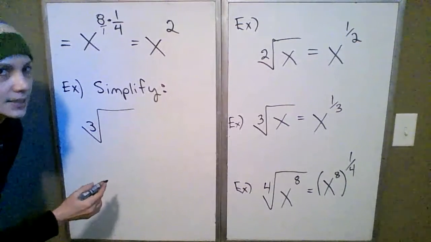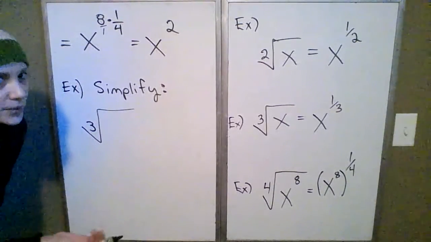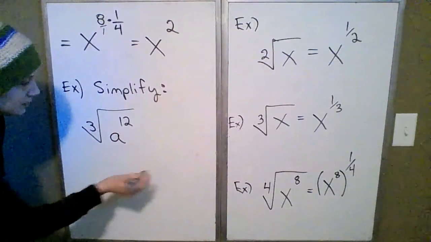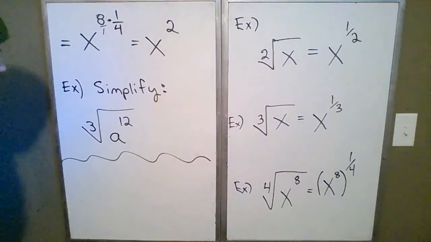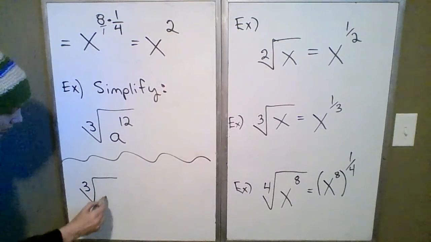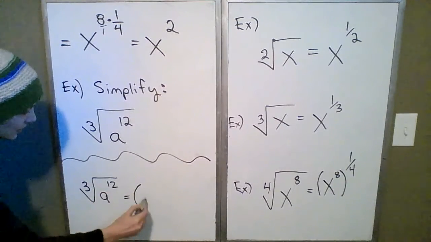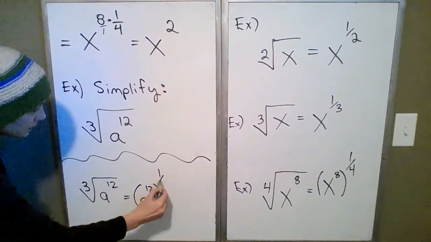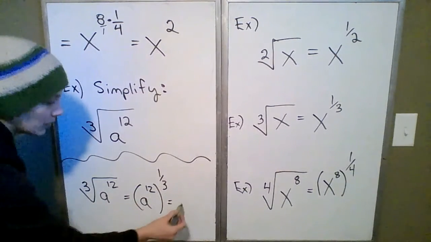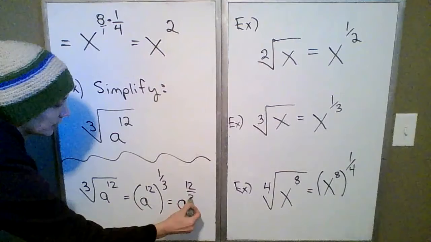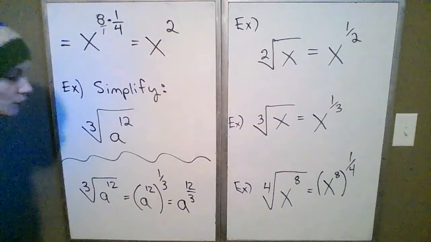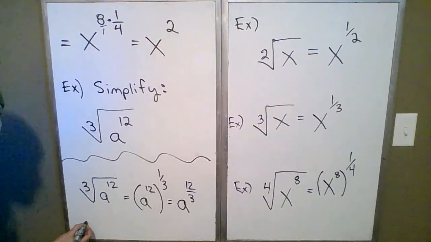We're going to do the cube root of a to the 12th. So your cube root will become a 1/3 power on a to the 12th. So it's a to a power of 12 times 1/3, or a to a power of 12 over 3. So I've got a to the 4th. I don't know if you can see that down here.